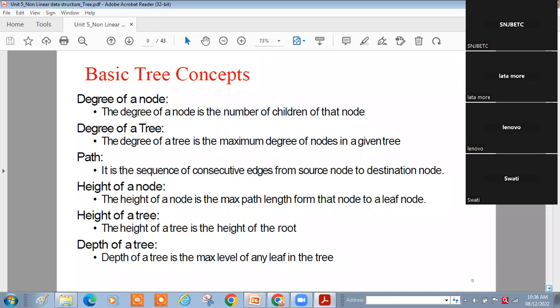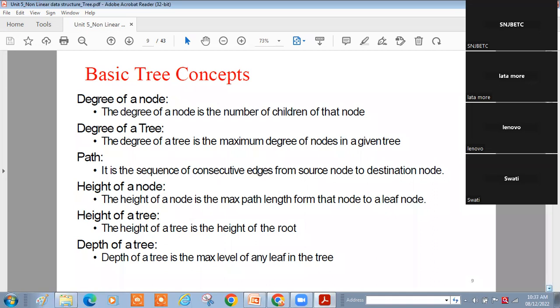Then the height of a tree is the height of the root. When I am saying height of a node, it is for the maximum path length from that node. And if it is taken for the root, it is called the height of a tree, because root is the basic node. Now next is nothing but depth of a tree. So depth of a tree is the maximum level of any leaf in a tree.